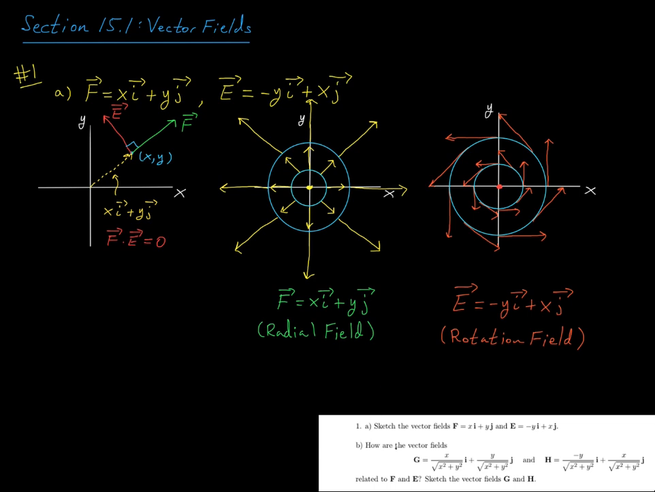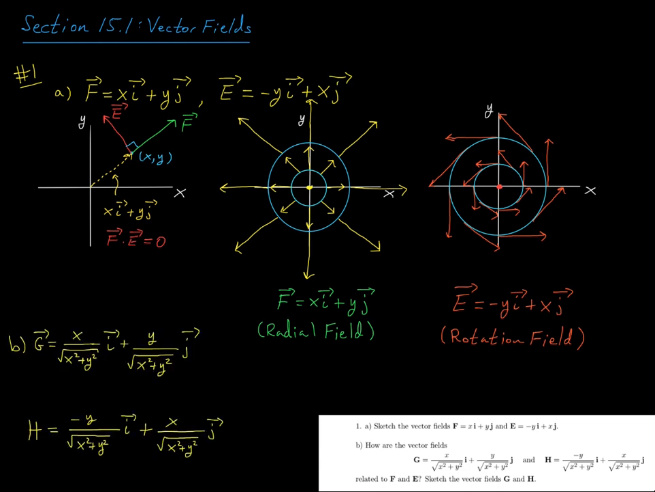So now, how about part B? It says, how are the fields G and H related to F and E? All right, well, I can see that G is just the field F divided by its magnitude. And likewise, H is just the field E divided by its magnitude. So let's go ahead and write that down. So G is just F divided by its magnitude, and H is the field E divided by its magnitude. So these two fields, G and H, will have the same direction as the fields F and E respectively, except since we're dividing by the magnitude, they're just going to have unit length.